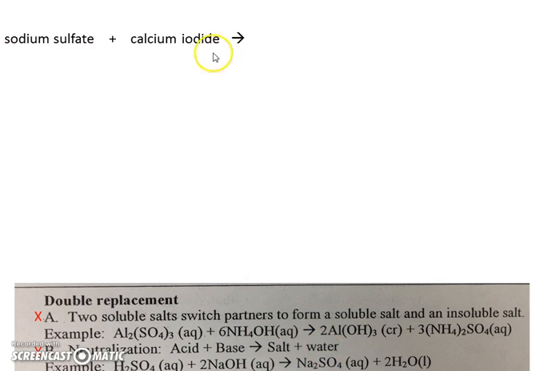So what type of reaction do we have here? One like the first example or like the second example? Well, you can see we don't have acids or bases, so it's going to be more similar to the first example.